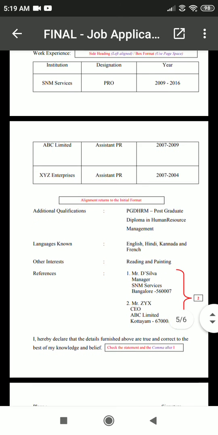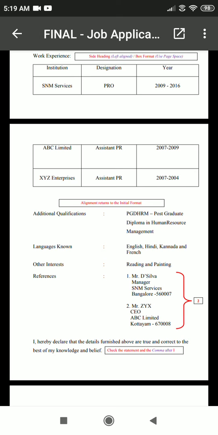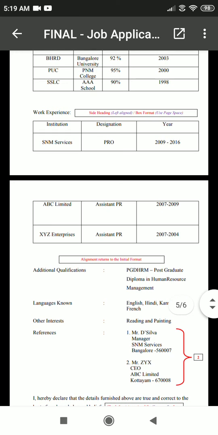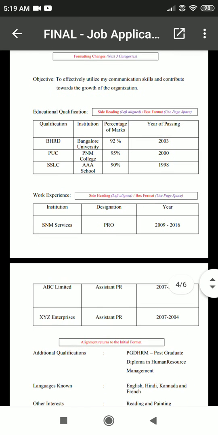Further, coming back to 2007 to 2009, what did you work? 2004 to 2007, what did you work? So make sure that you have a proper alignment of the year. A similar case applies even for the education qualification. Starting from 2003, presently I've completed it. Before that, I'd completed my PUC in 2000, and then SLC I'd completed in 1998. That's how you're supposed to go in that format.